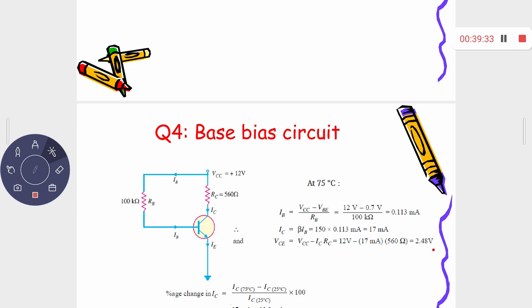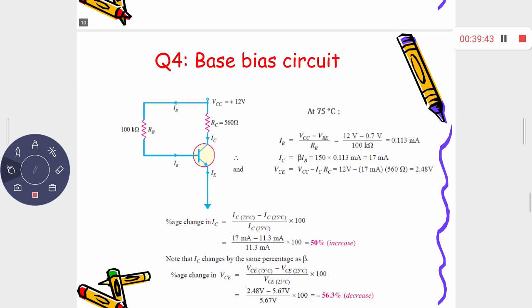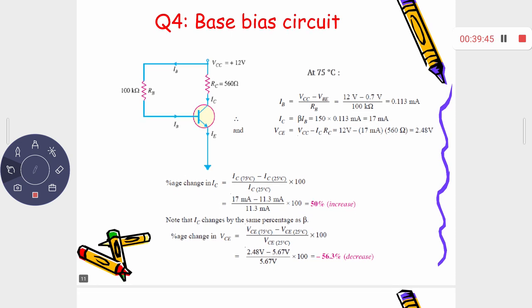Yes. Previously it was 5 point something, 5 point something to 2.48. So IC increases by 50% and VCE drops by 56.3%. That's not at all a very good thing.